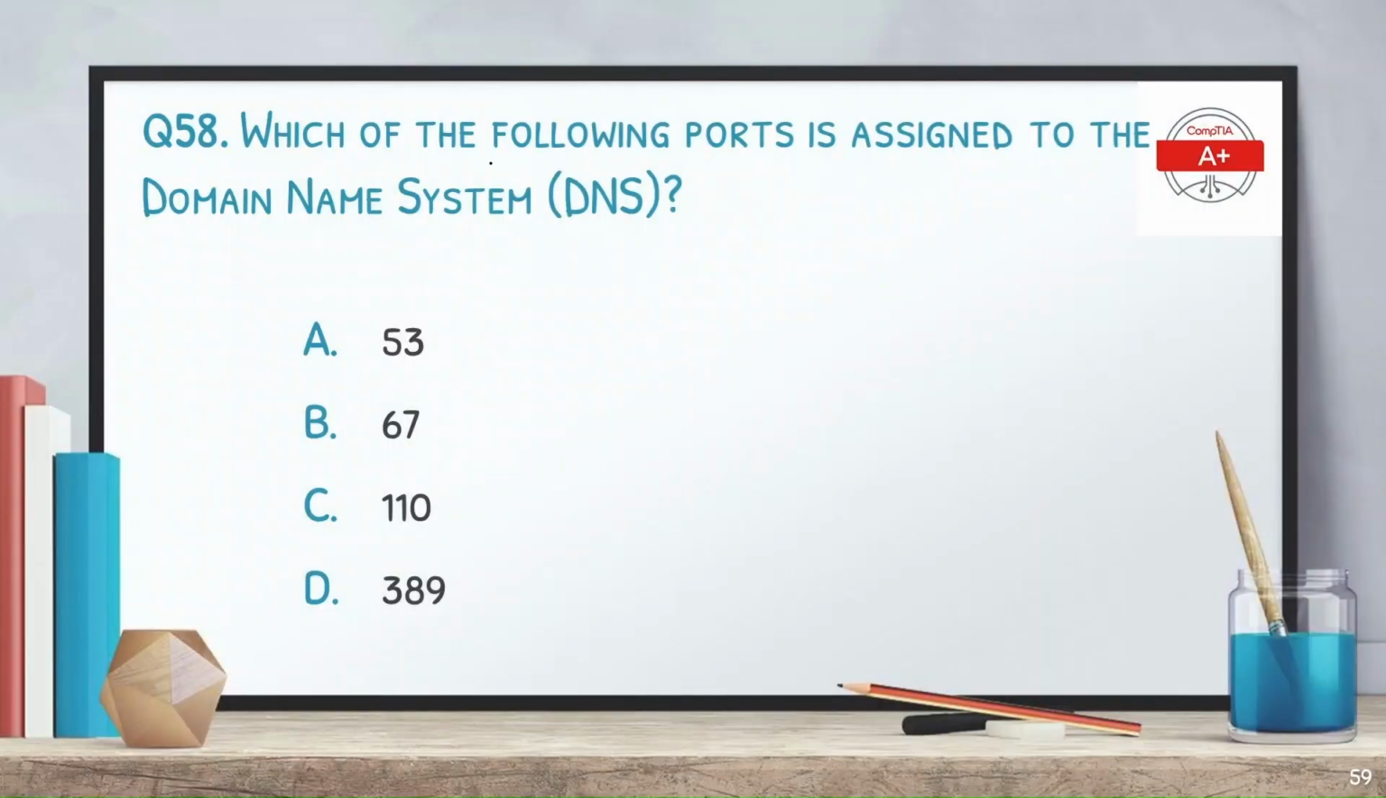Question number 58 is that which of the following ports is assigned to the Domain Name System, that is DNS? The options are A. 53, B. 67, C. 110, and D. 389. And the correct option is port number 53, and the protocol used is basically UDP.